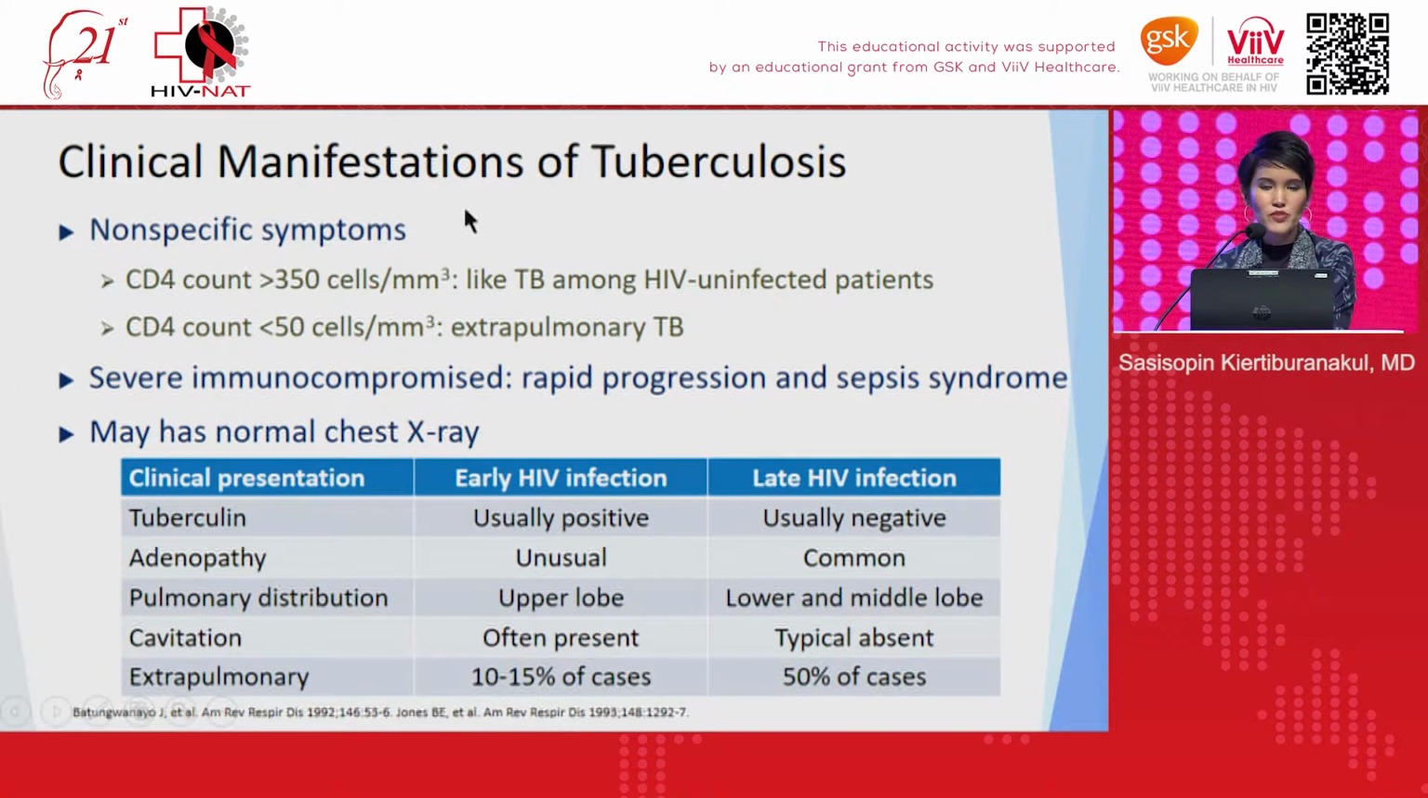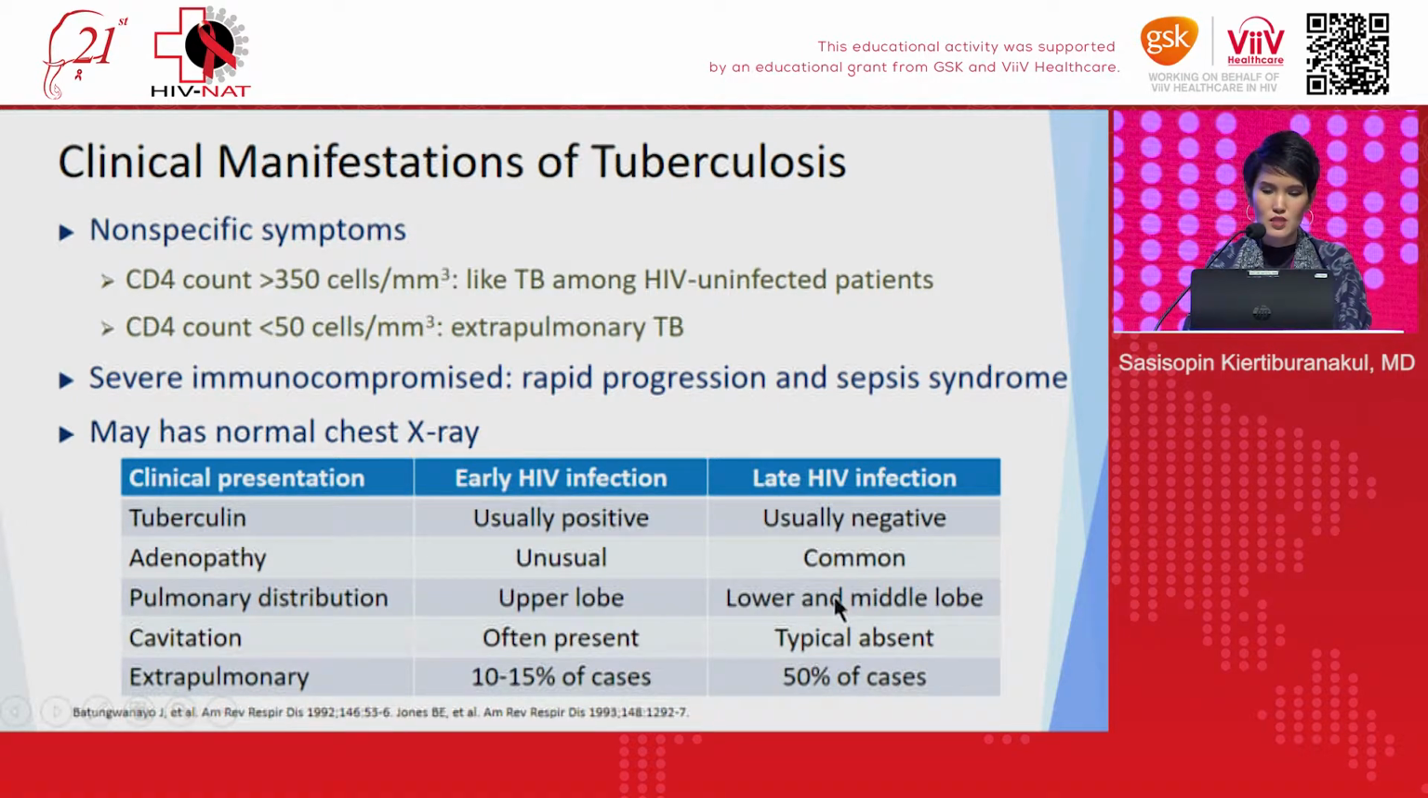The clinical manifestations of tuberculosis depend on the CD4 cell count. If the patient has a very low CD4 cell count, they usually come with extrapulmonary tuberculosis as well as dissemination. In severely immunocompromised settings, you can see cases with rapid progression as well as sepsis syndrome. This table briefly summarizes the clinical presentations of patients who come with late HIV presentation. The tuberculin test is usually negative, and you can see adenopathy is quite common.